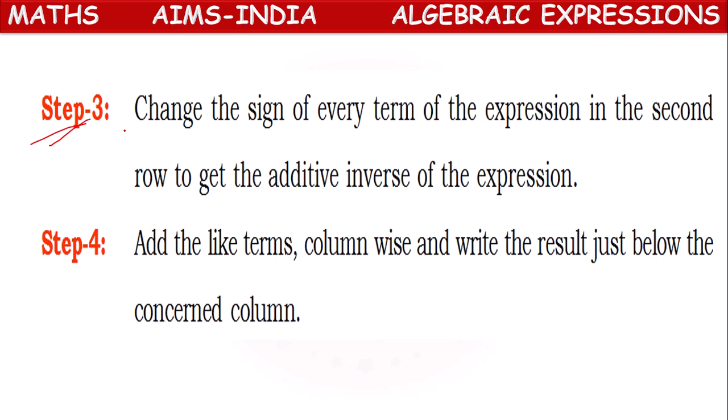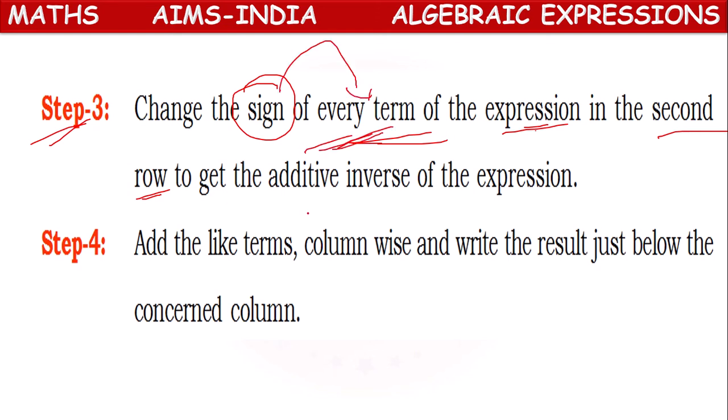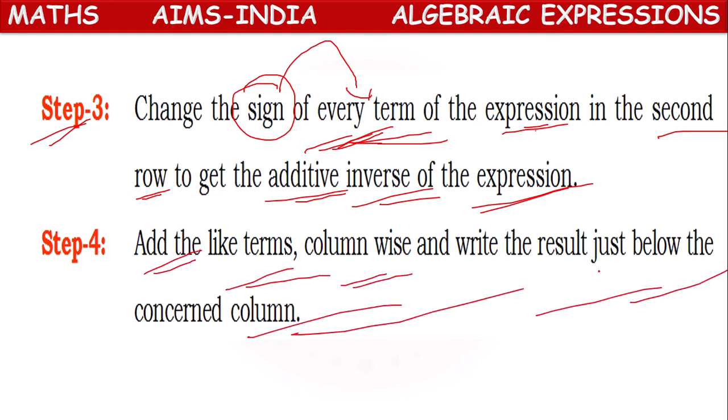Next, step 3. In the second row, whatever expression is there, as we are subtracting, we have to change the sign of every term. If we change the sign, we will get the additive inverse of the second expression, which is in the second row. So next we have to add the like terms column wise and we have to keep the result.